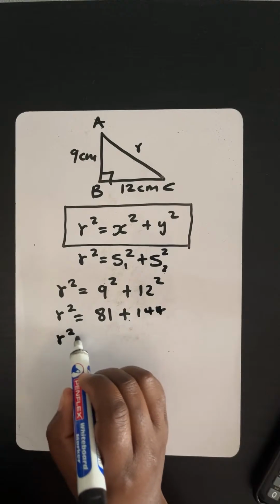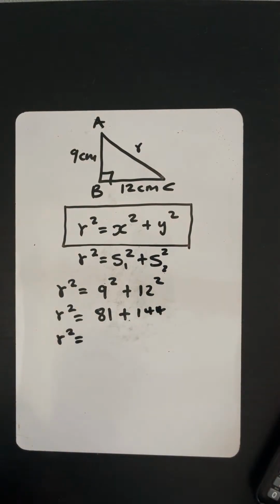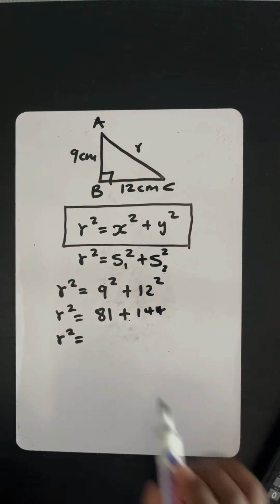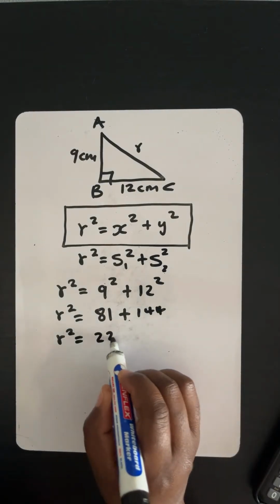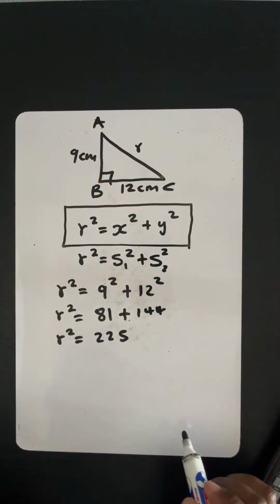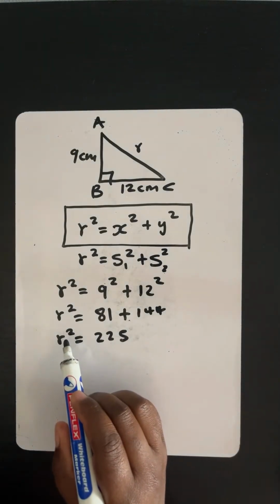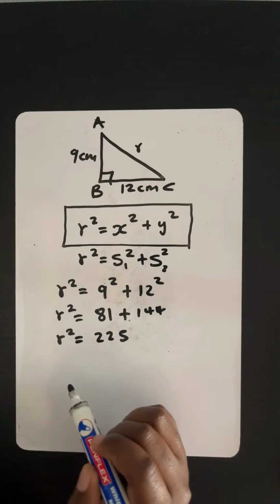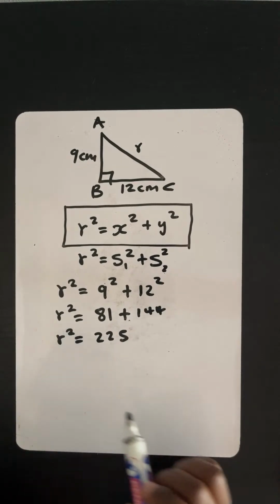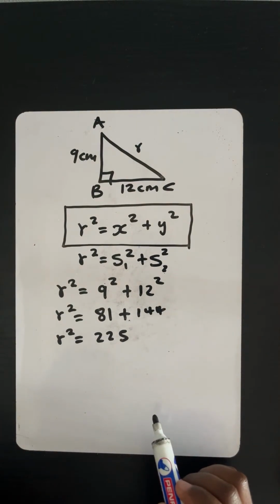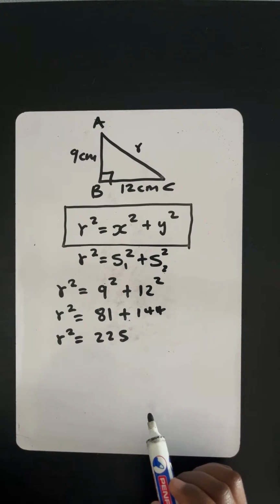Then you continue to say R squared is equal to, what is this plus that? It gives you 225. Remember, what we are calculating is not R squared, but just R, the R side. So you need to remove that squared. You can remove it in many ways.